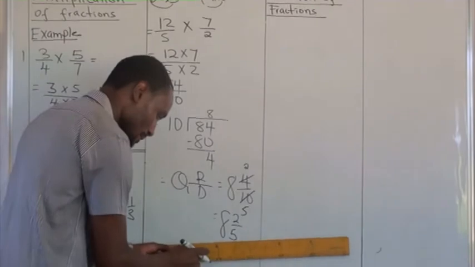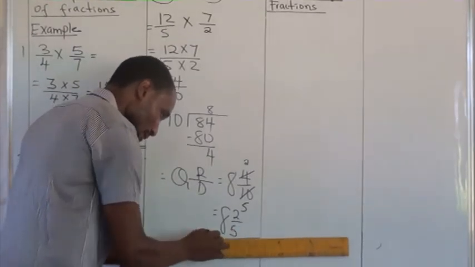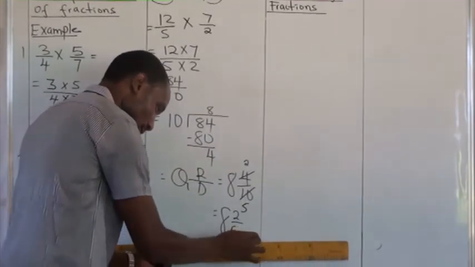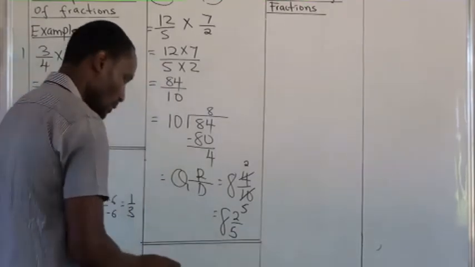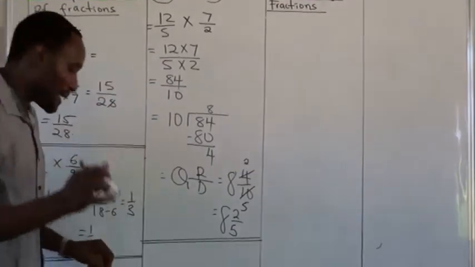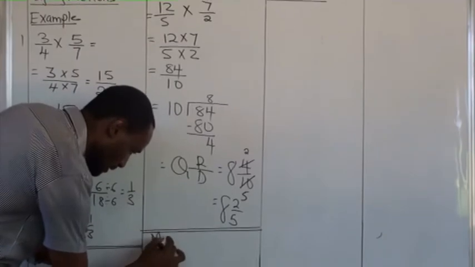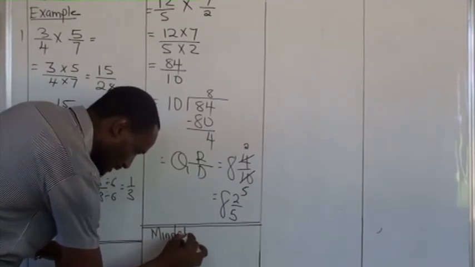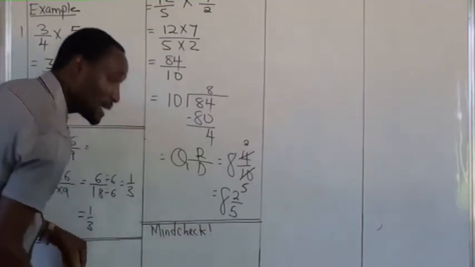So you have your answer as 8, 2 over 5. Can I give you a mind check? I want you to check your mind. If you have understood anything, try to solve this.